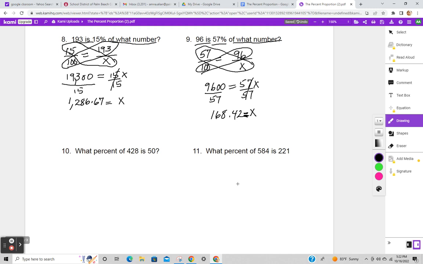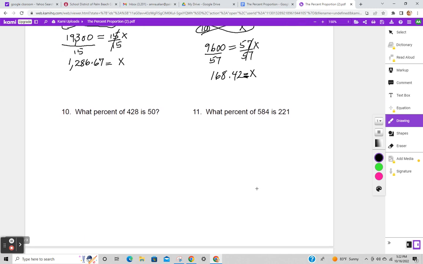All right, so now number 10 and 11 will take a different form. Okay, we're going to be missing, in this case, the percent. We are not given the percent. We are given the of and we are given the is. We're looking for the percent. So the percent is missing. We'll represent that with x. X over 100 equals, my of is 428 and my is 50.